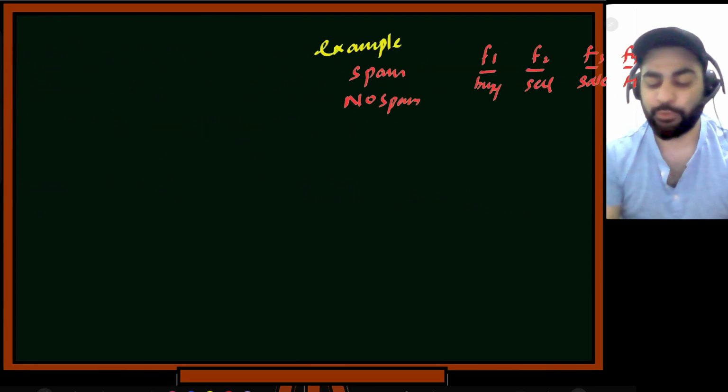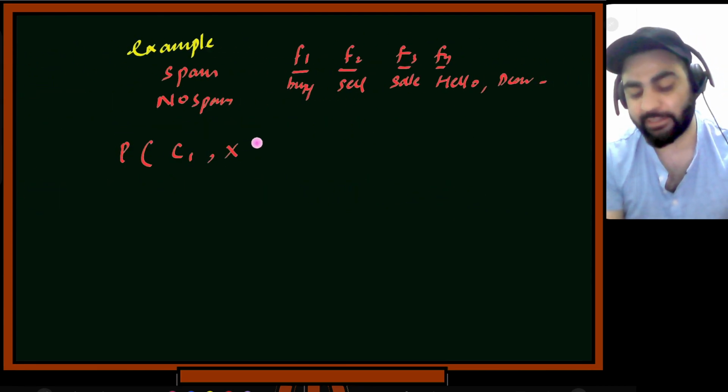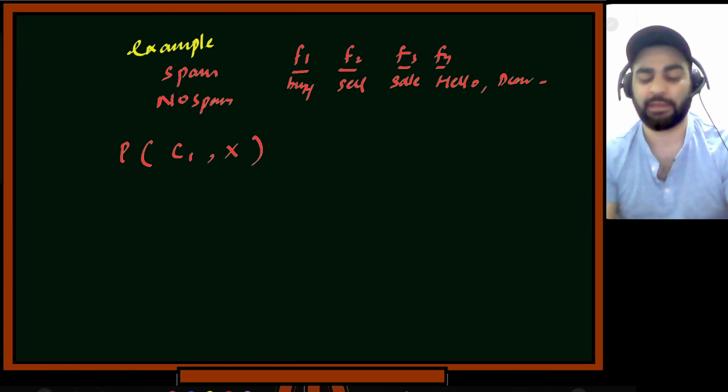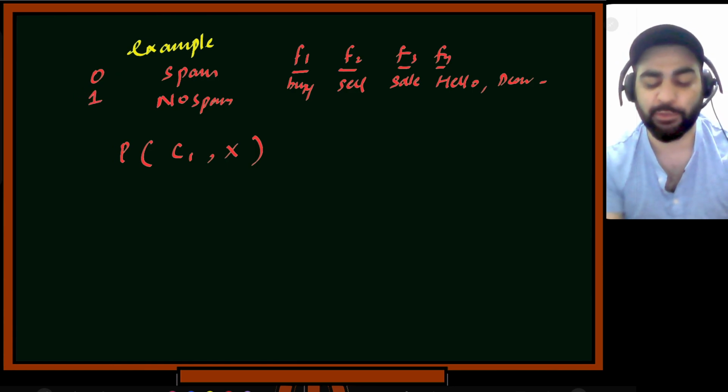So what I'm saying now is that if you have to compute the probability of a class given the data point, let's suppose this is data point x, given it belongs to class 1 or class 0, where class 0 means spam and class 1 means no spam.